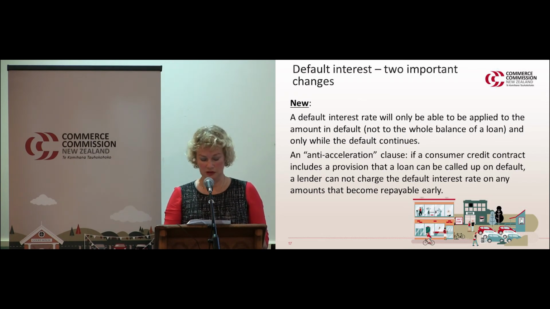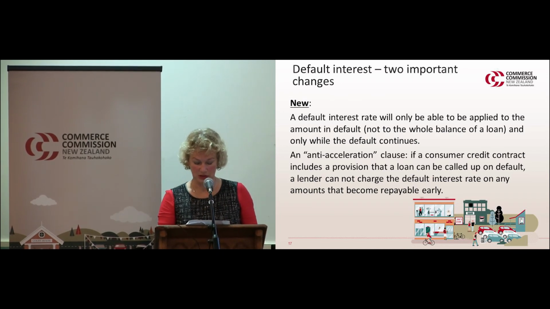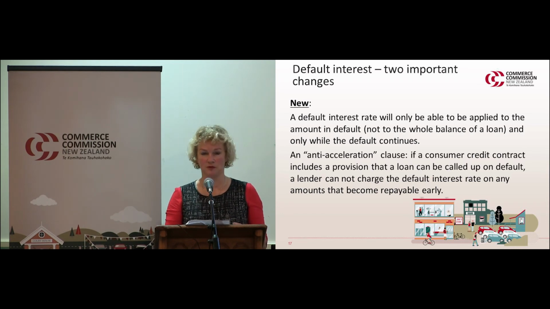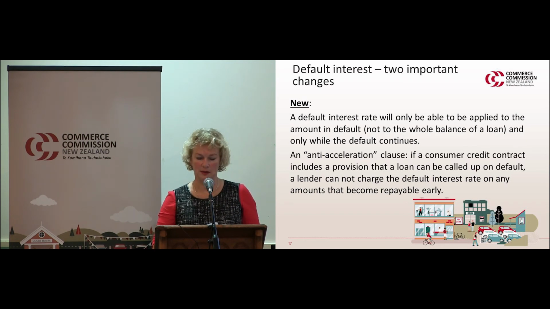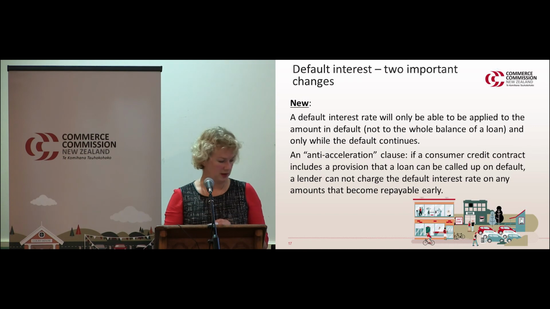However, default or penalty interest has been a key cause of debt problems for borrowers, particularly those who have high interest rate loans. Borrowers can quickly find their debt spirals out of control because of default interest, and this is because under the existing law, lenders can charge default interest on the whole of the outstanding balance following default. So to deal with this problem for borrowers, which can have quite serious consequences, Parliament has decided that the law relating to default interest will change, and default interest will now only be able to be applied to the amount in default and not the whole balance of the loan.